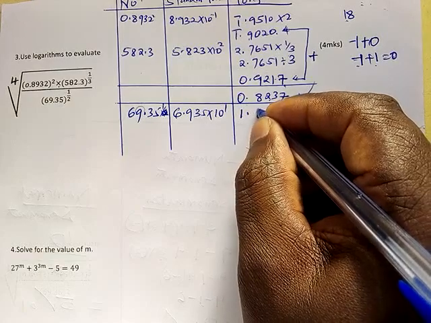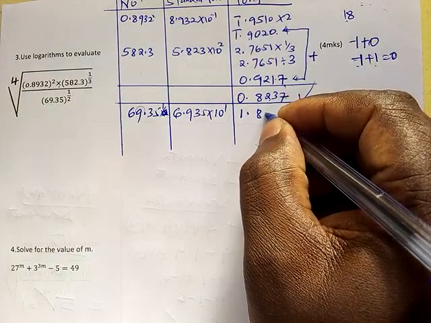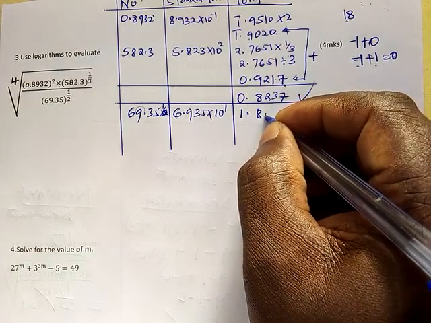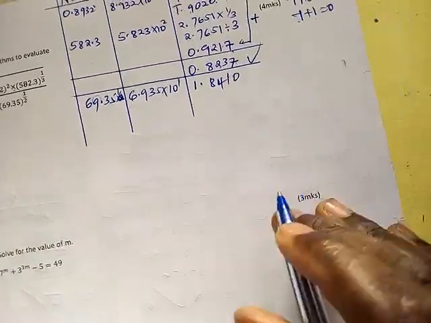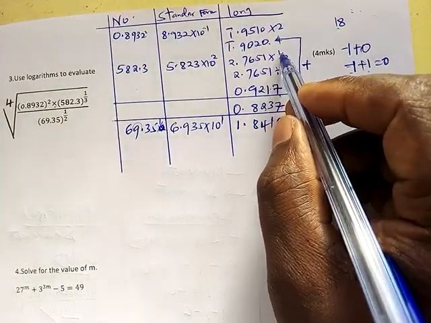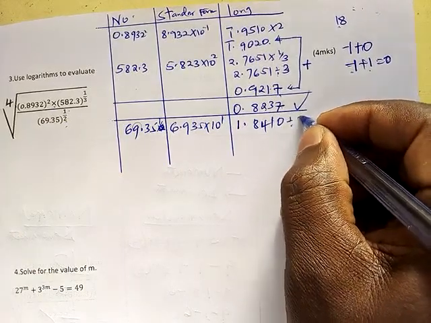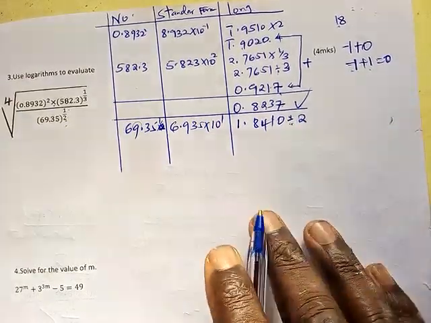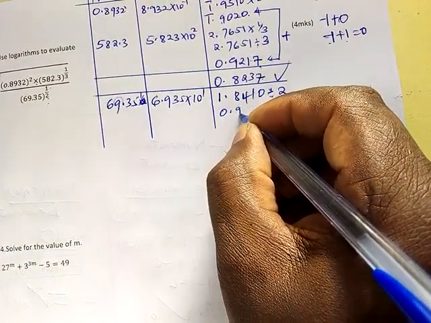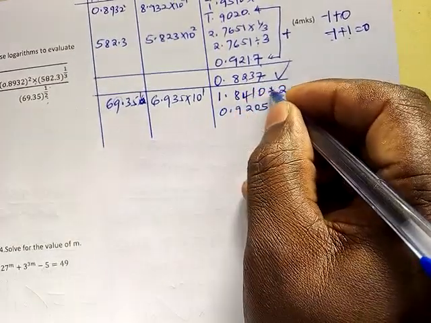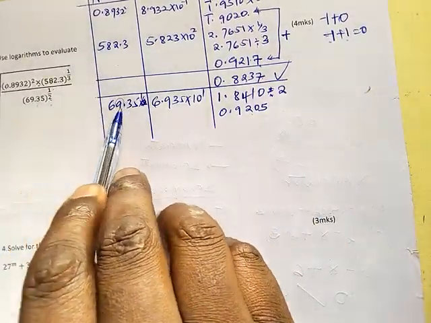8.410. Right? I told you when it is raised to a third, we divided by 3. Now this one is raised to a half, so it means we are going to divide by 2. You should know that we divide by 2. So when you divide this answer by 2, you get 0.9205. This answer divided by 2, the answer is this. So this is the answer for the denominator, and we are done.